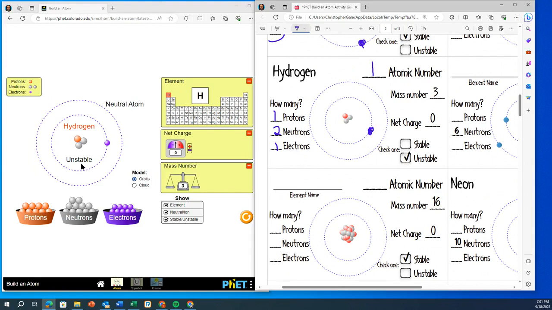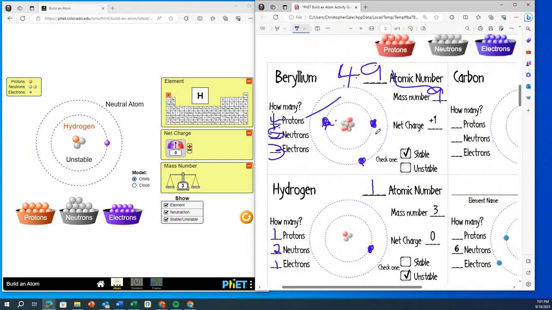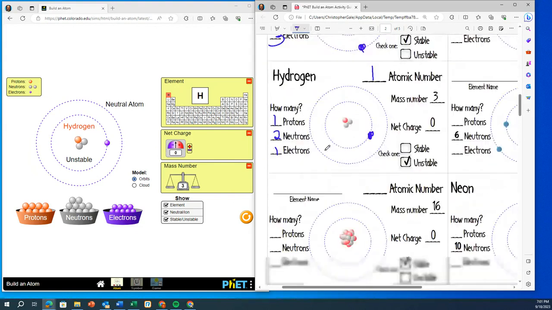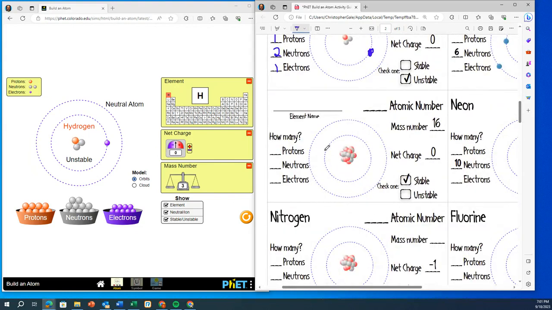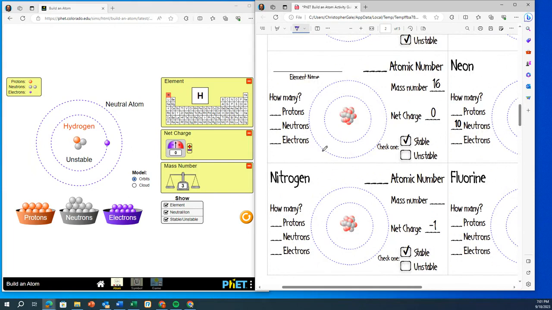Okay, unstable, mass of 3, charge of 0. And the reason we have a charge of 0 is because the protons are equal to the electrons. In this last one, we had a net charge of +1, because we have 4 protons and 3 electrons. All right, so let's do this next one.